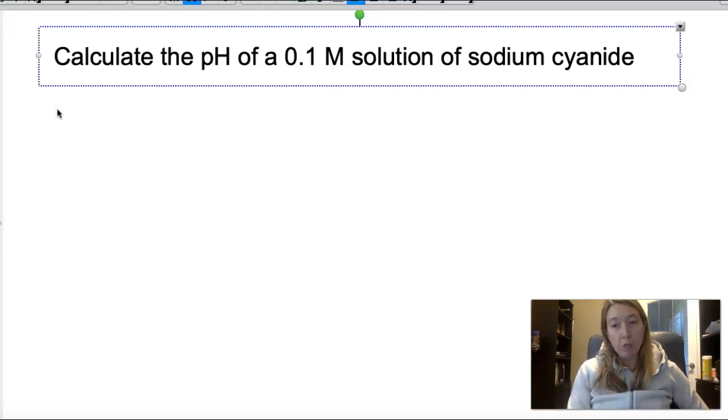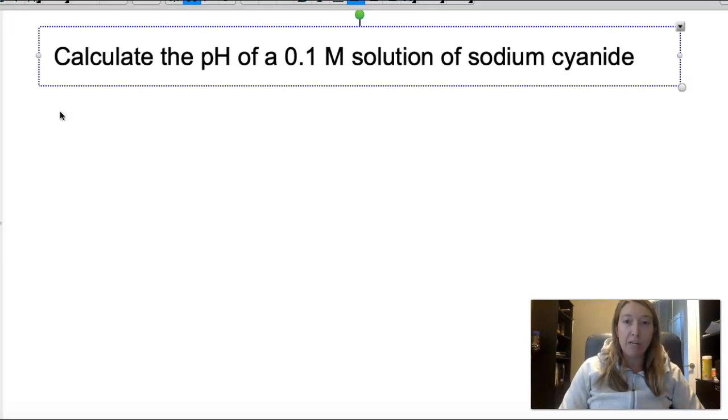Okay, so we've talked about approximation before. Again, we also talked about how the majority of the times in this unit you're going to be able to approximate. Definitely going to have some questions where you can't, but I'd probably say more often than not, you are going to be able to approximate, right? So remember, you're going to take that initial and divide it by your K. If it's greater than 1,000, you're going to be able to approximate and get rid of that X on the reactant side.